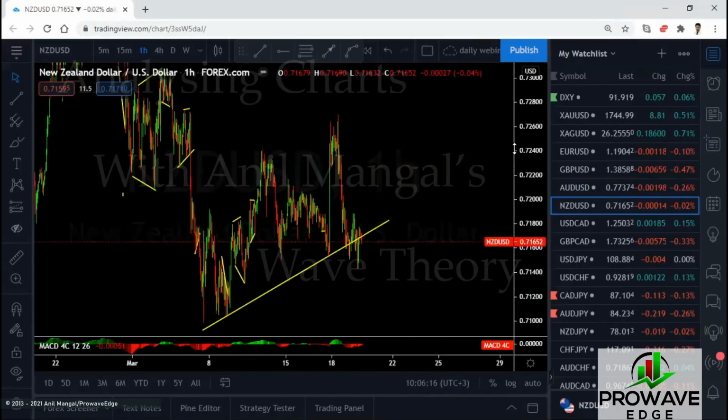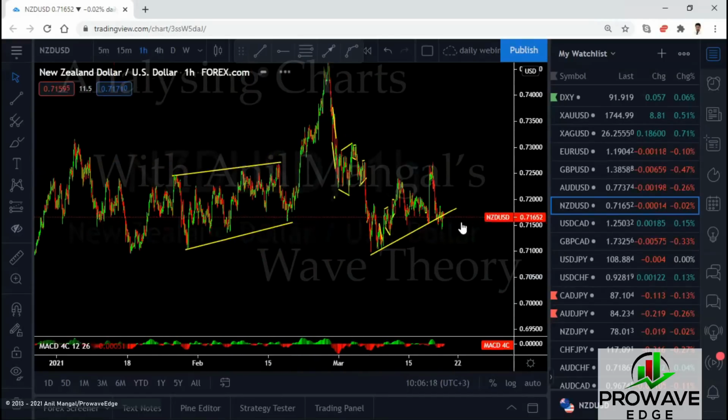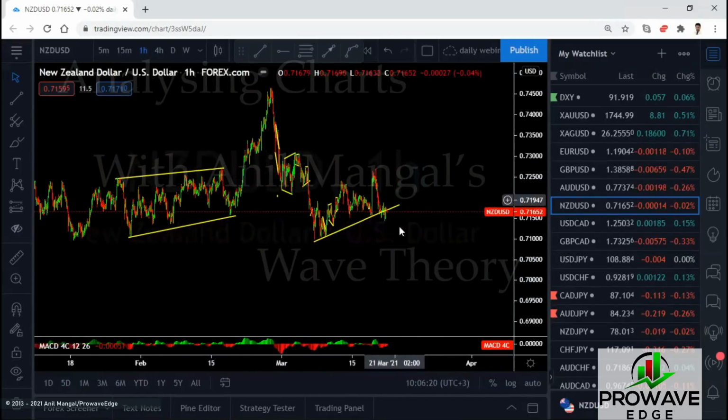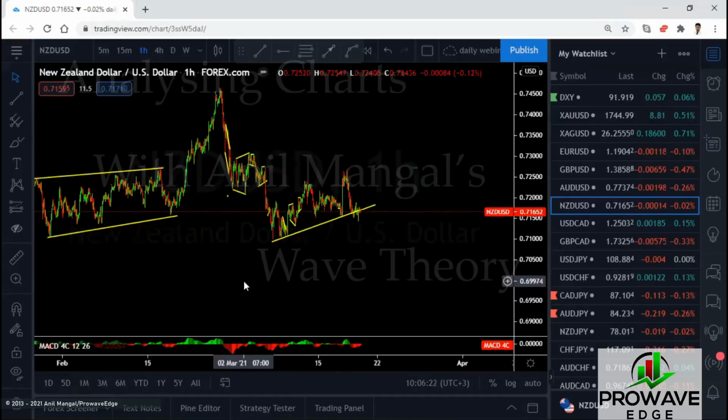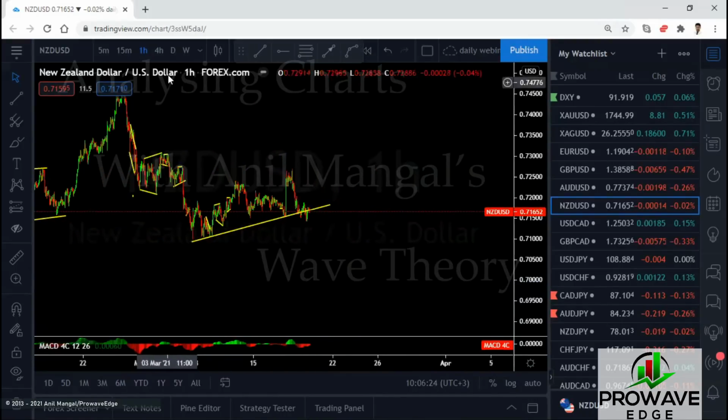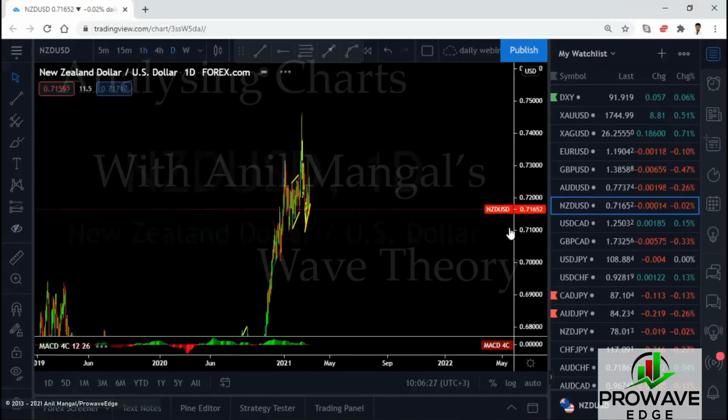New Zealand. So New Zealand is looking very interesting as well. If they consolidate there, this would drop. How deep is it going to go? It could go really deep. It could be a bigger correction in the daily structure. Right, quite a deep one.